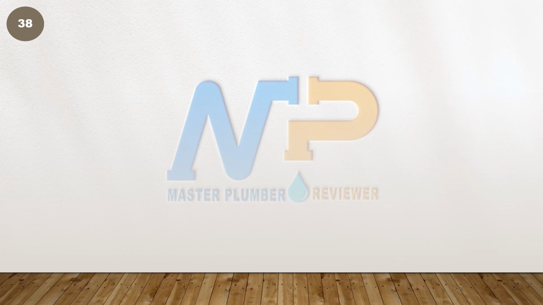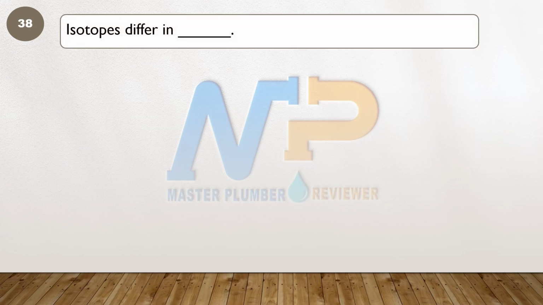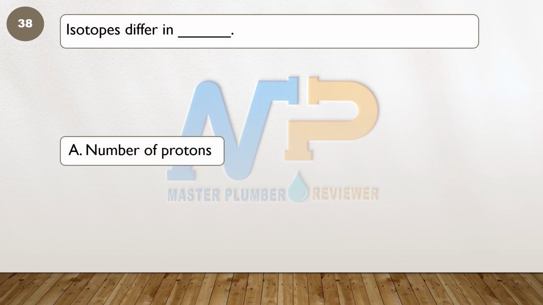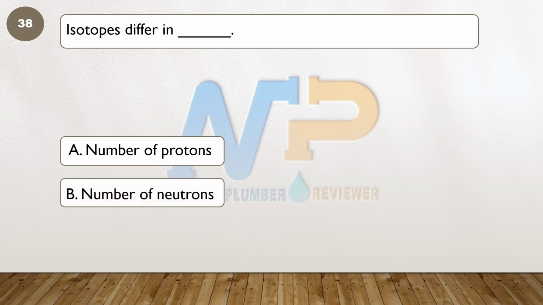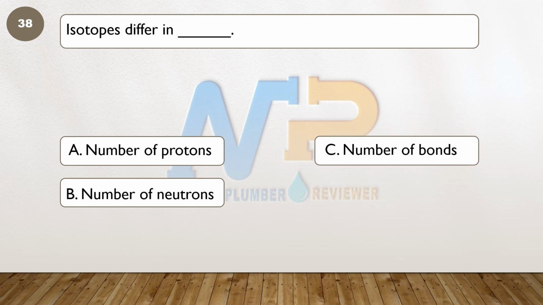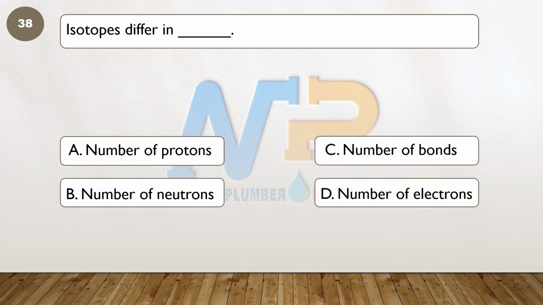Number 38. Isotopes differ in blank. A. Number of protons. B. Number of neutrons. C. Number of bonds. D. Number of electrons. The answer. It's B. Number of neutrons.